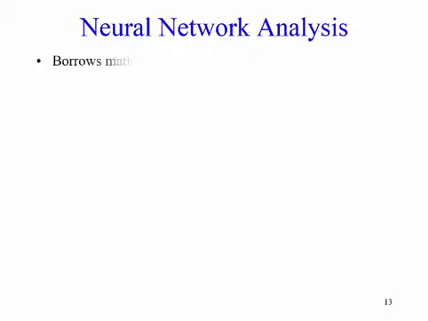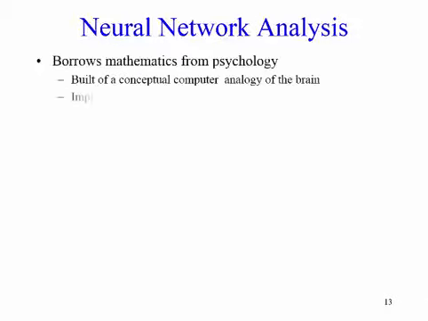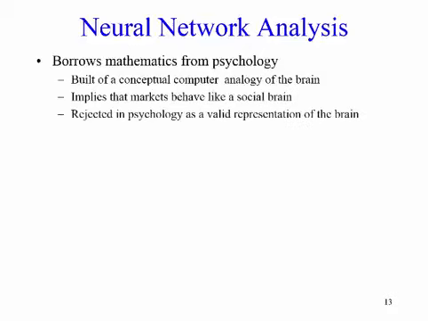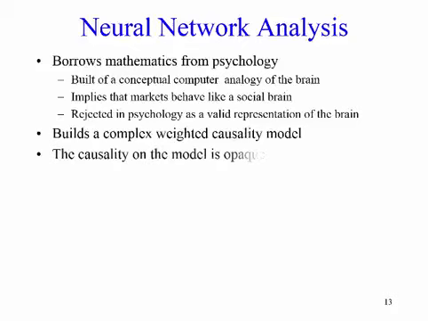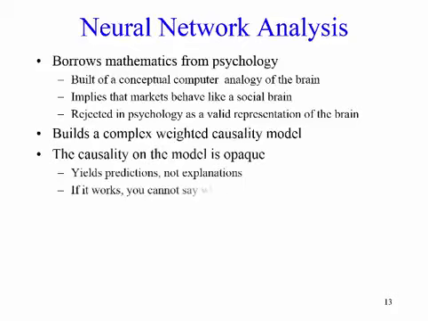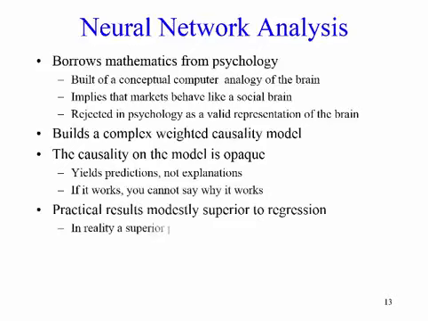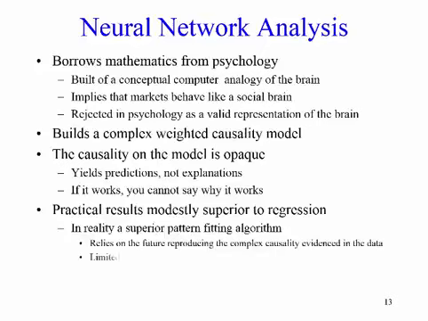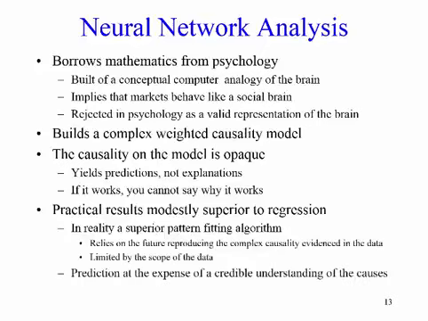A completely different approach to understanding the patterns that exist in complex data is the use of neural networks. Neural networks are derived from psychology, where they use mathematical algorithms to parallel the behavior of the human brain. It really implies that in some ways markets behave like some sort of a social brain. While neural network theory has been rejected in psychology as a valid representation of the neural behavior of the brain, computer programs that are modeled on neural networks have continued to be used as curiously effective methods of being able to analyze and process patterns in complex data.